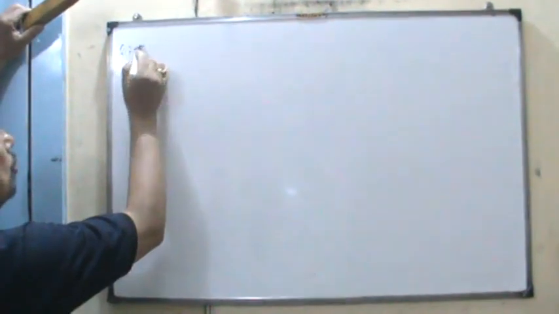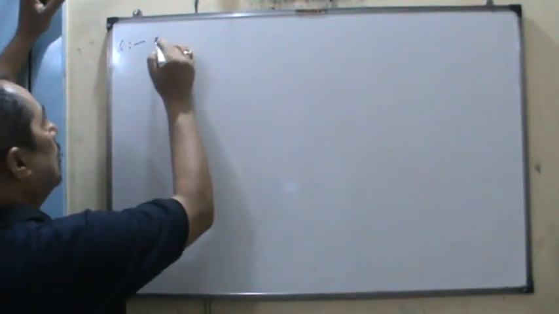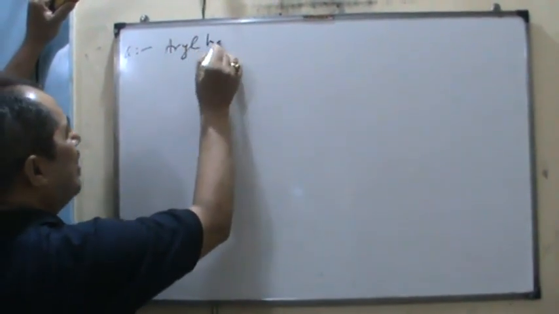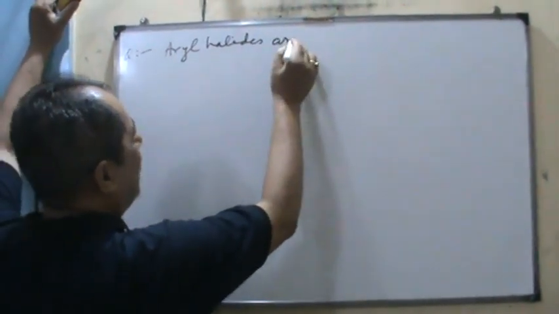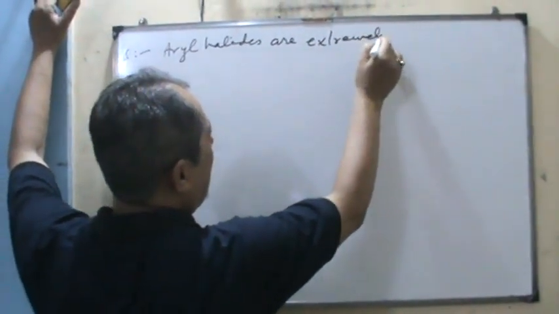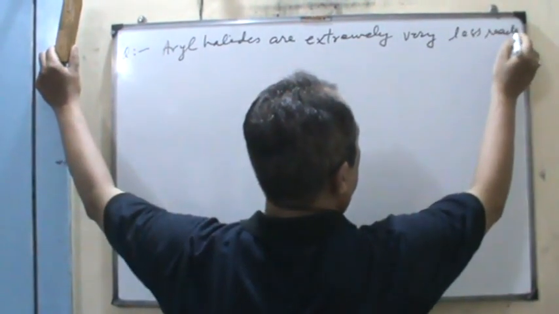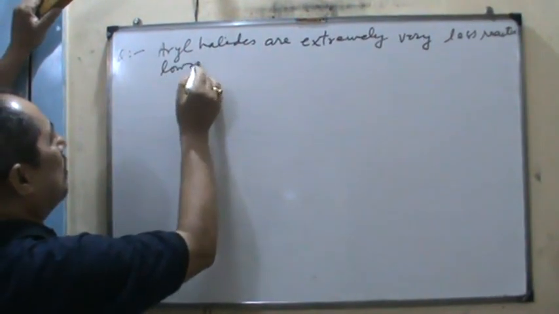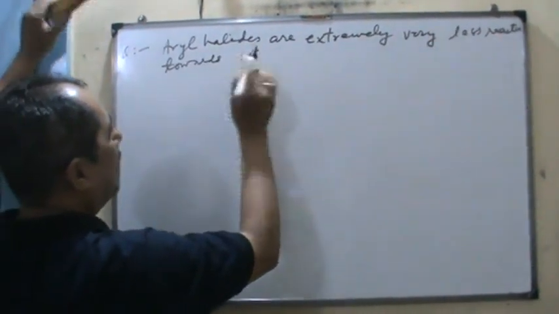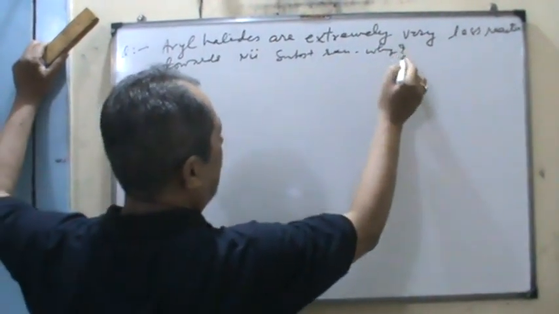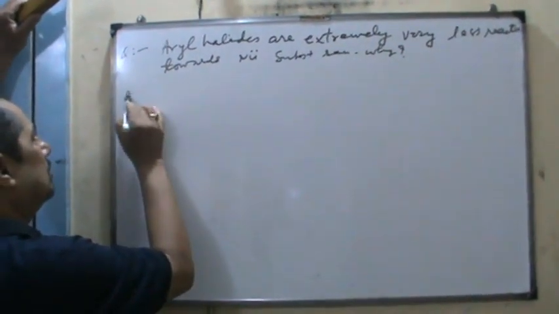But it is very difficult for chlorobenzene to go for nucleophilic substitution reaction. Why? See, chlorobenzenes, or you can say aryl halides, are extremely less reactive towards nucleophilic substitution reaction. Why? I give you one thing.